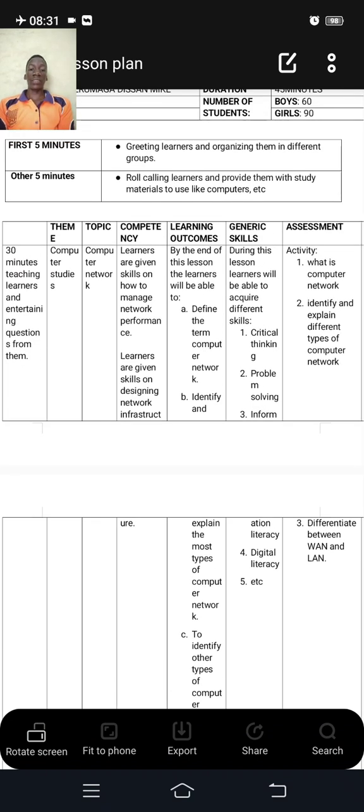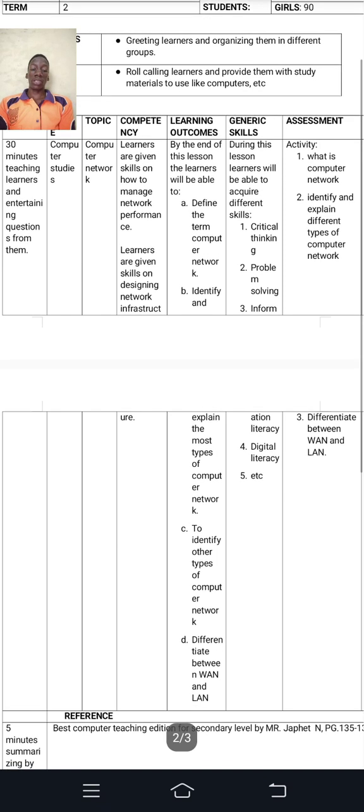Then we have generic skills in another column. During this lesson, learners will be able to acquire different skills. Number 1, critical thinking, problem solving, information literacy, digital literacy, etc.